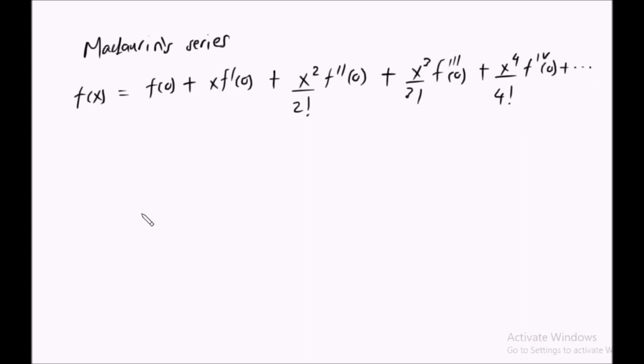This was Maclaurin series. So nikiwa na cos of x inakuwaje sasa? f of x is equal to cos x. So f of 0 maana ni cos ya 0, which we know is 1. The first derivative of cos of x ni negative sin x, so sin of 0 ni 0. Kwa hivyo itakuwa ni x times 0 plus we have x squared over 2 factorial.